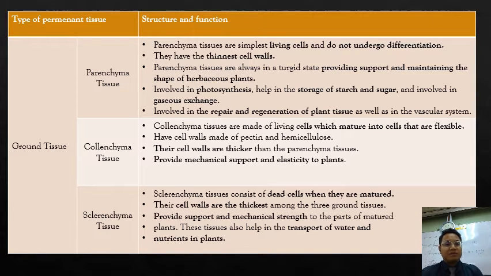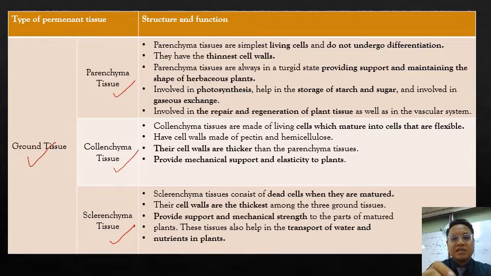The next type of permanent tissue is the ground tissue. So the ground tissue can be further divided into three types: parenchyma tissue, collenchyma tissue, and sclerenchyma tissue. Okay, let us look into the characteristic and the function of parenchyma tissue first. Parenchyma tissue is the simplest living cell that does not undergo differentiation yet.